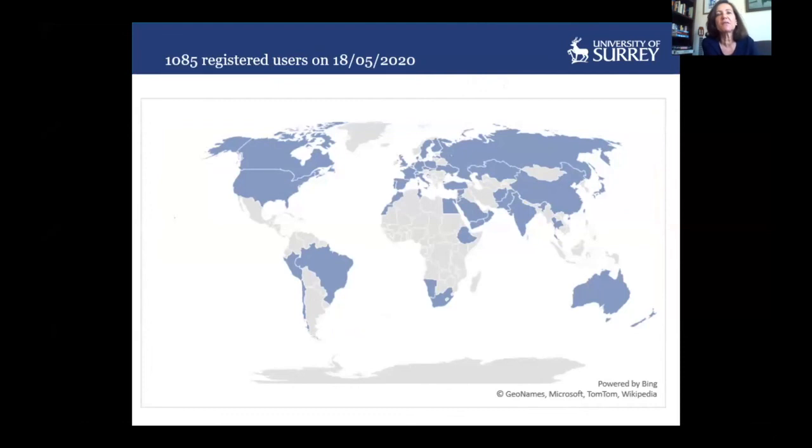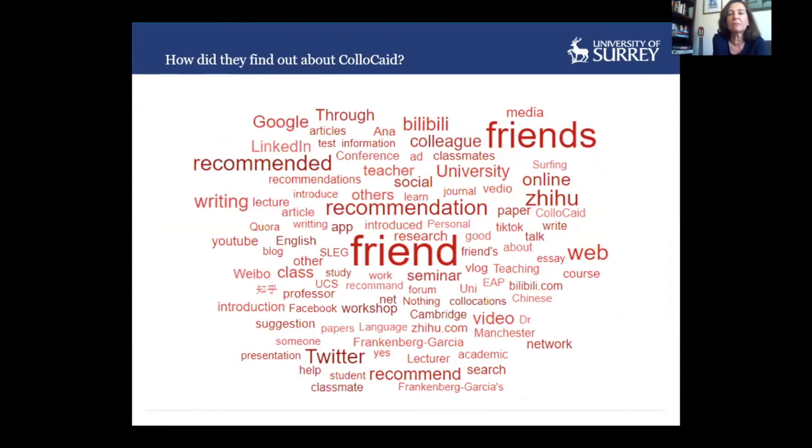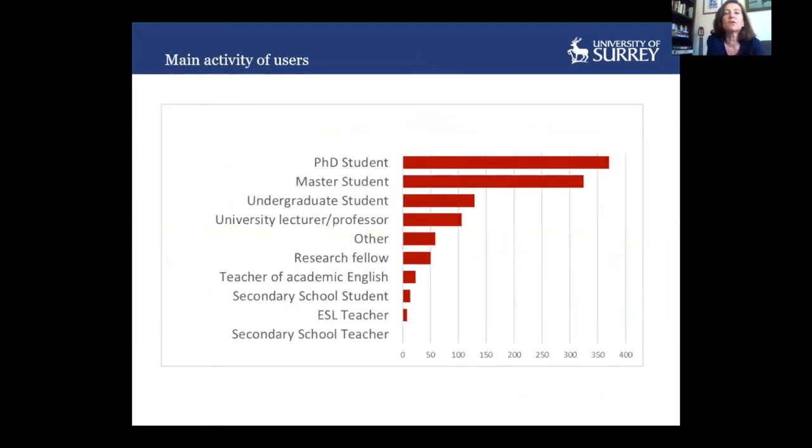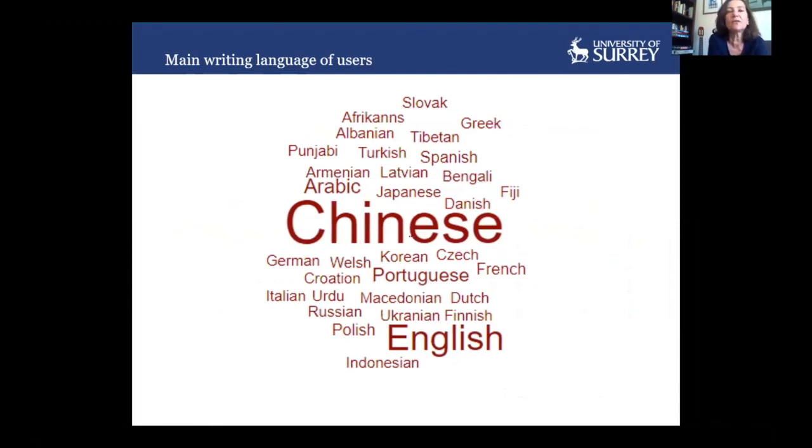I looked it up in the beginning of this week. We had over 1,000 registered users coming from lots of different countries in the world. And they found out about Collocate mostly from friends and recommendations. Most intended use is for writing and revising, but some people are using it for teaching and other uses. Most users are PhD students, master's students, undergraduate students, but quite a few university lecturers or professors are also using Collocate. And the main writing language is Chinese, amazing dissemination in China. And I never gave a seminar in China, so I don't know, it's word of mouth.